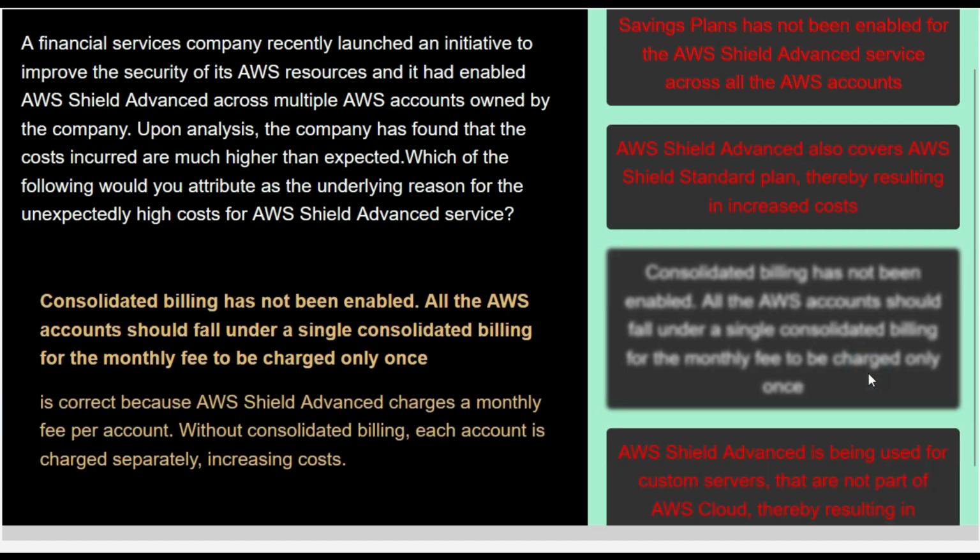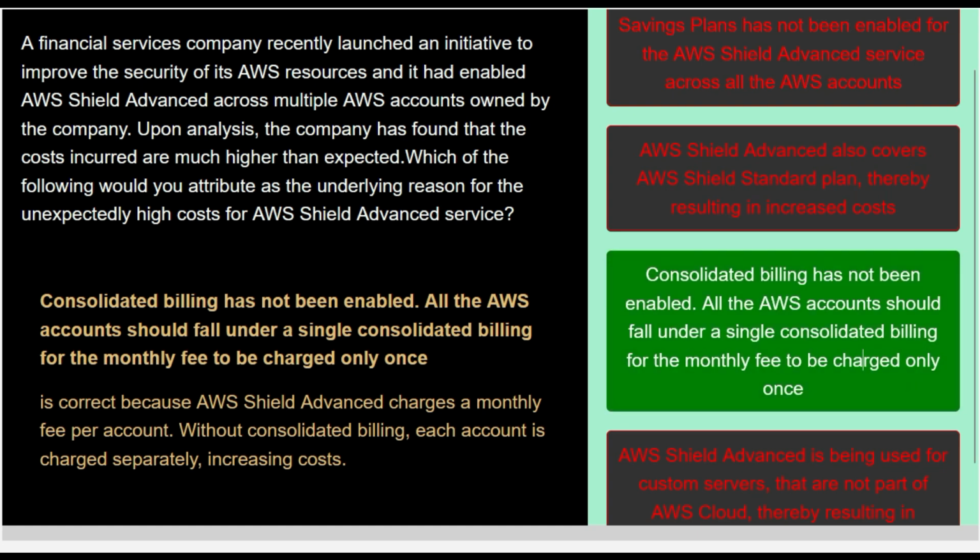Option number 3, let us see. Consolidated billing has not been enabled. All the AWS accounts should fall under a single consolidated billing for the monthly fee to be charged only once. This option is correct because AWS Shield Advanced charges a monthly fee per account. Without consolidated billing, each account is charged separately, increasing costs. So at the end, your option number 3 is the correct answer.